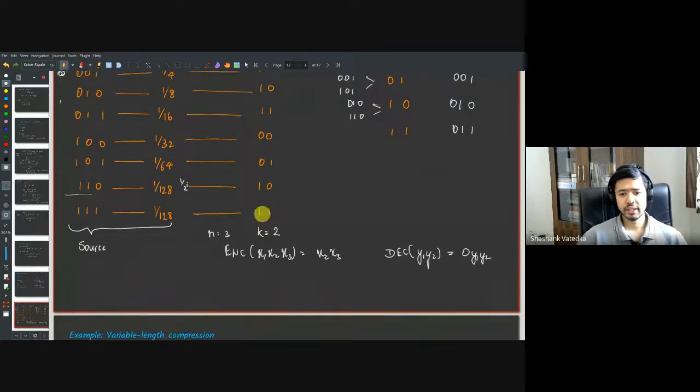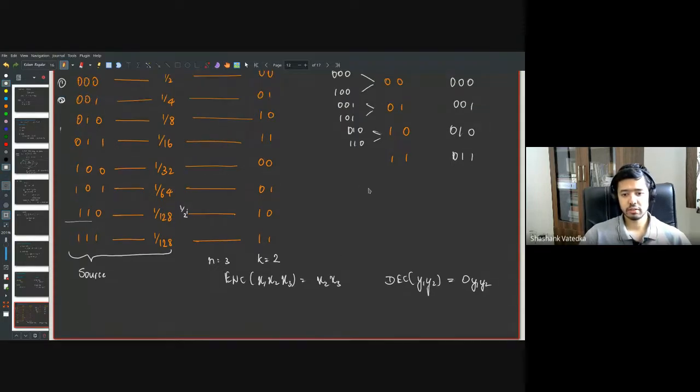So this is a very simple compressor and a very simple decompressor. In general, it could be a much more complicated function. All right, so now we've seen that the rate of this particular compression algorithm is 2 over 3. But can someone tell me what the probability of error is going to be? When does an error occur?